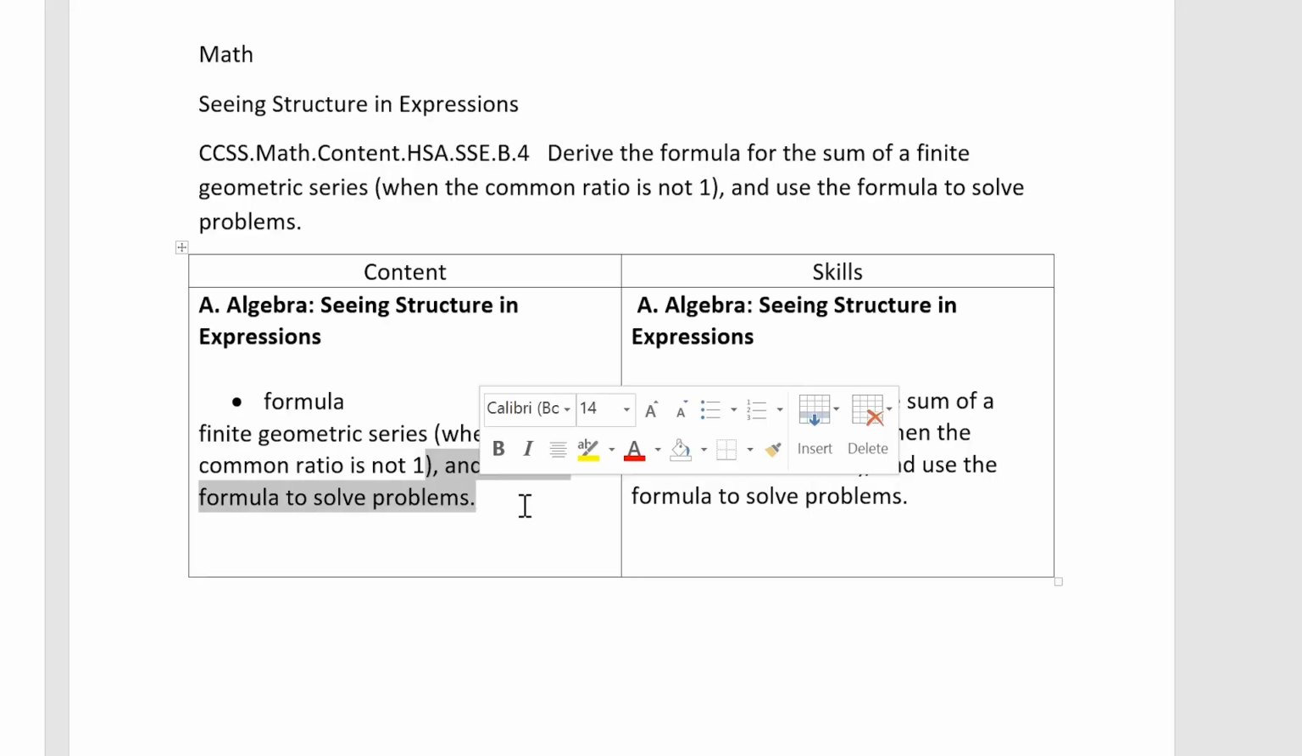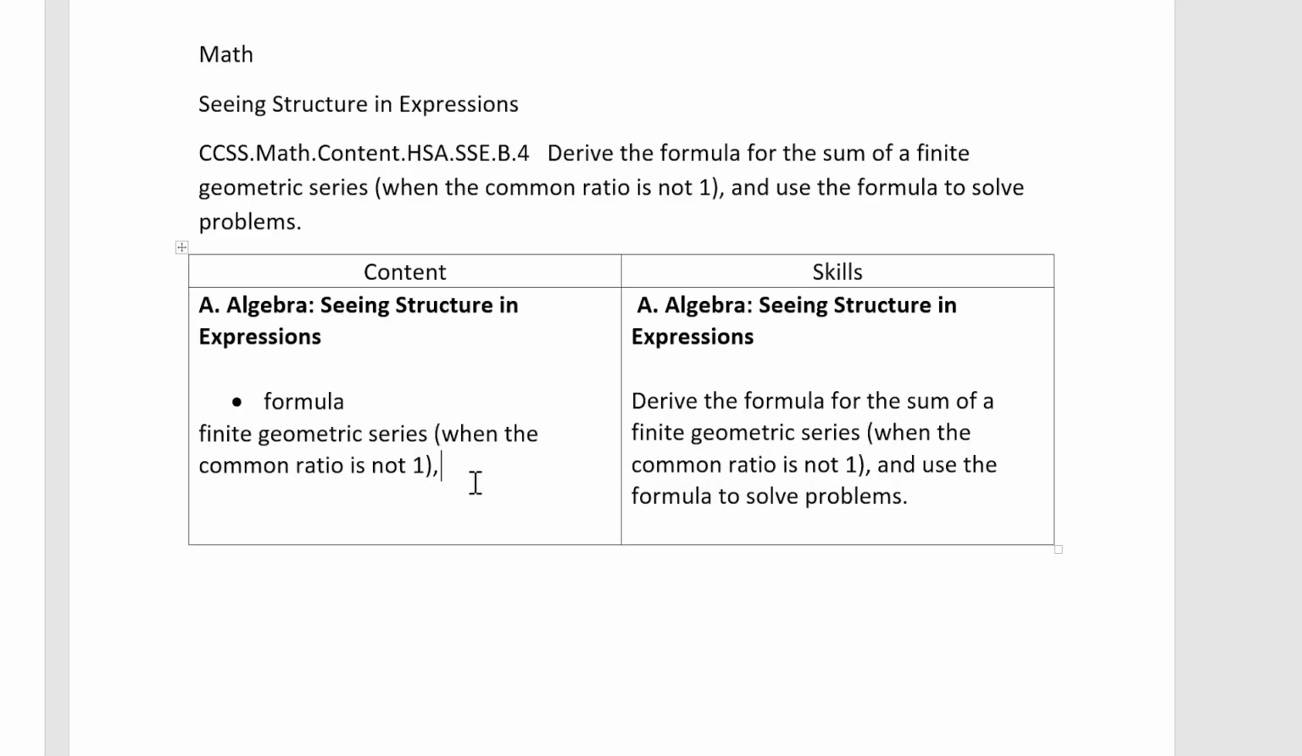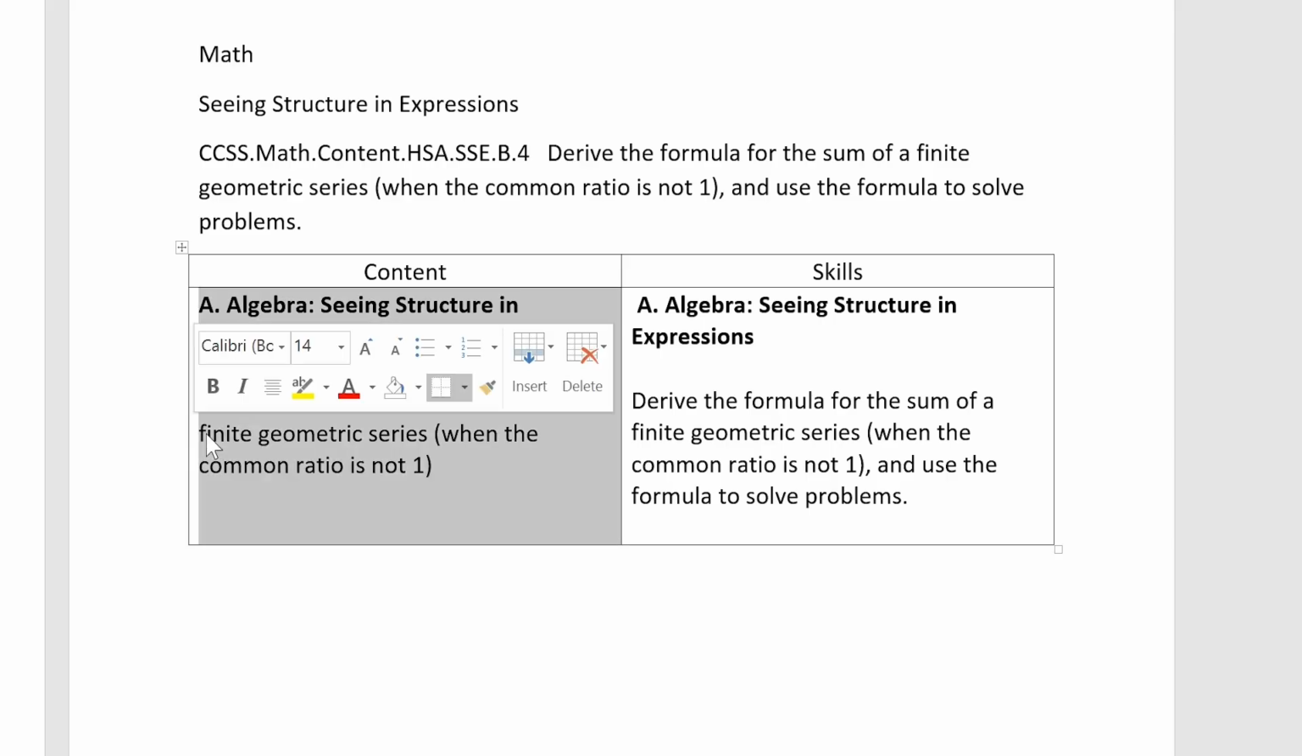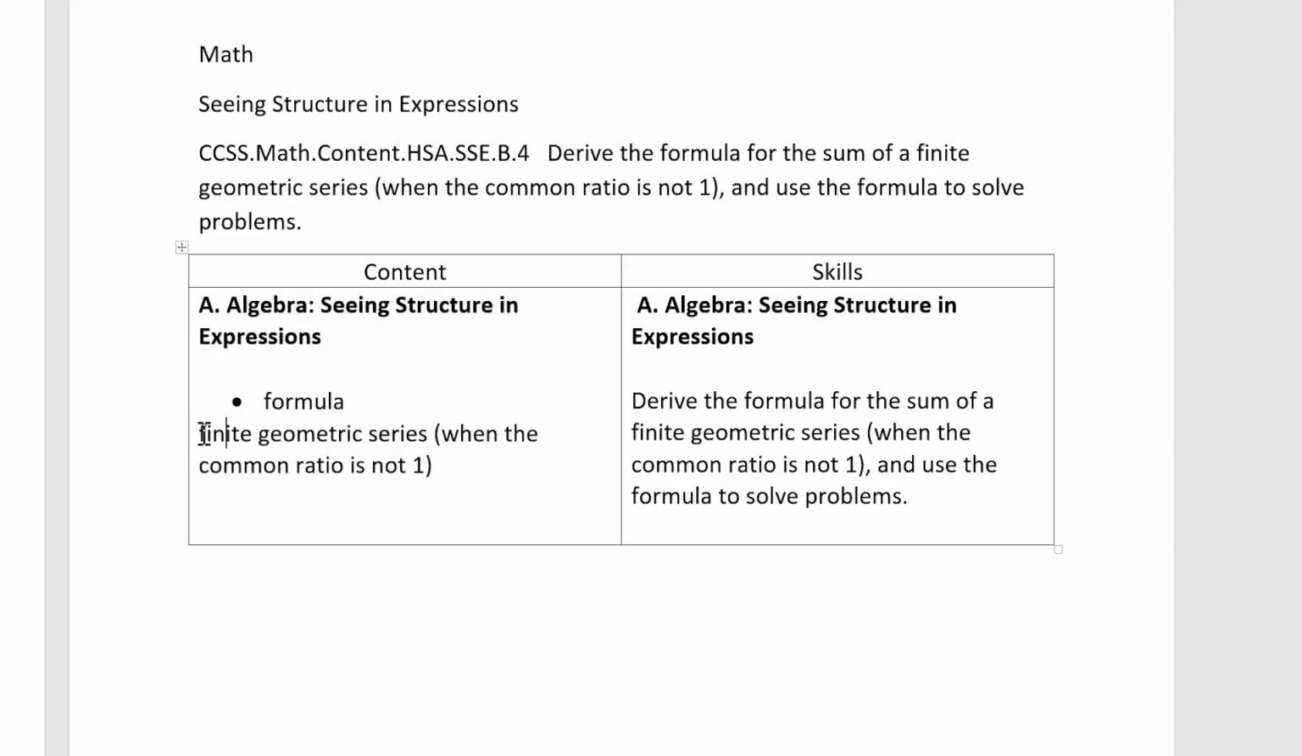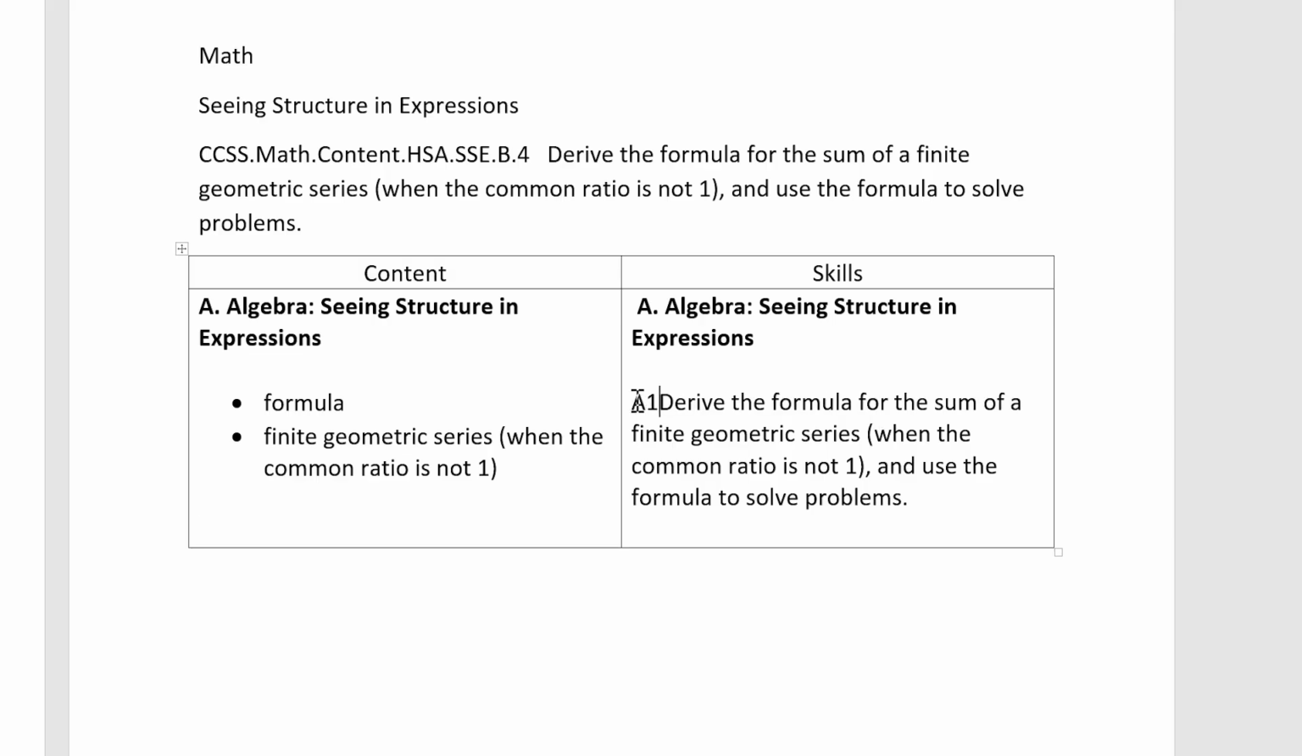And last but not least, we've got some problems. I'm going to delete that because that, even though they're nouns, they're qualifiers for a skill. So what I have is I have a formula. I'm going to go ahead and bullet this. There we go. And I've got the finite geometric series. Coming back over to the skills, let's start right off in front of the first verb. I have an A1, derive the formula for the sum of a finite geometric series.